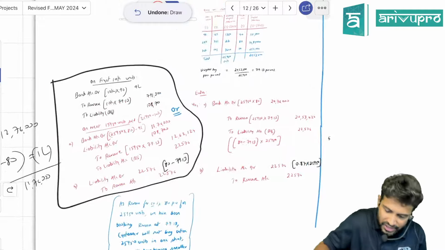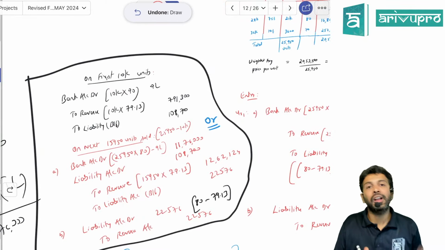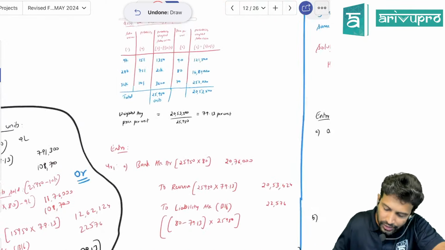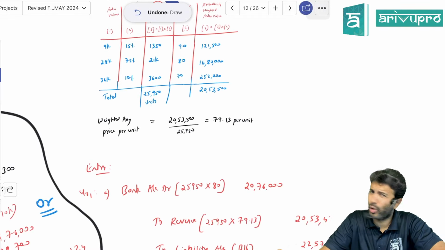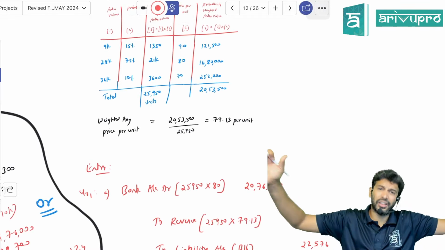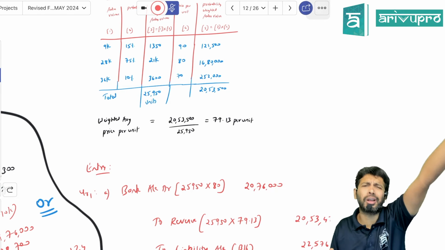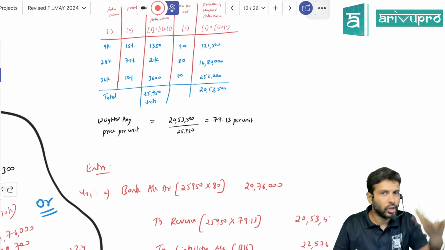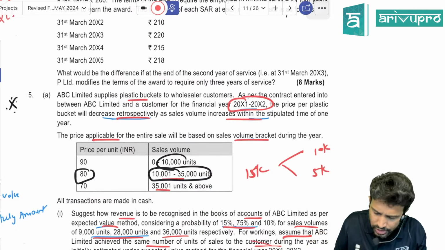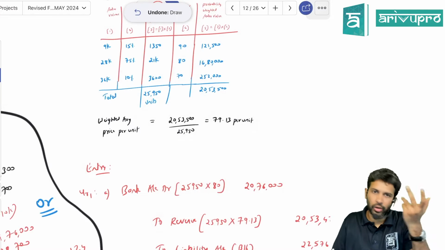My justification for passing the entry like this is that the institute has assumed the customer will buy 25,950 units in one shot. Practically, do you think so? No. This agreement we have done for the whole year. So he will buy the units in installments, 100 units, 150 units, 1000 units, like that. He'll go on placing the orders. That means initially he will not cross 25,950 in one go, right?